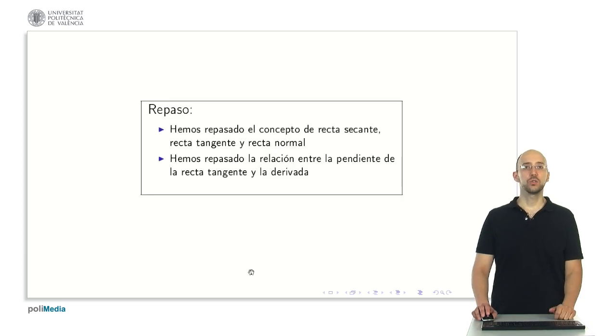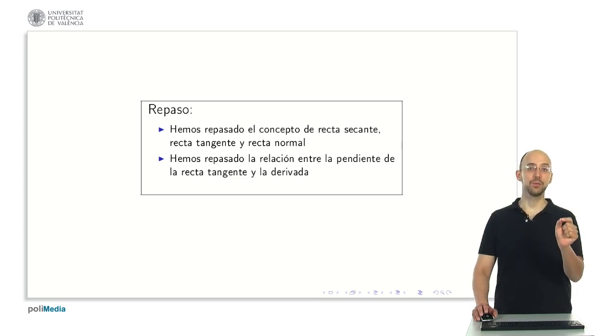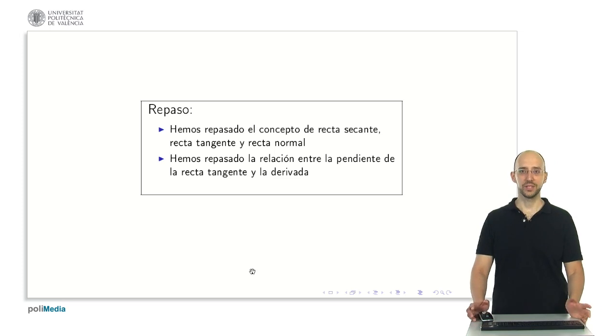I hope that all of this has been helpful. Today we reviewed the concept of the secant line, tangent line, and briefly touched on the normal line. We discussed the relationship between the slope of the tangent line and the derivative, emphasizing that they are one and the same. The slope of the tangent line at a point is equivalent to the derivative of the function at that very point. Thank you very much for your attention.